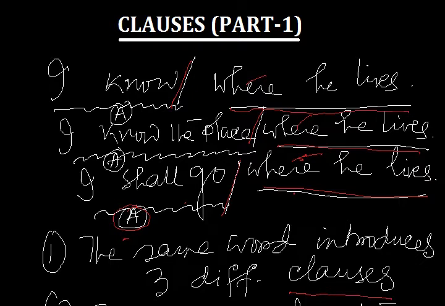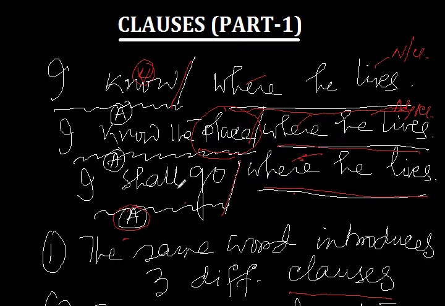You see, in the first case, where he lives is the object of the verb know. The verb know is a verb and its object is where he lives. So the subordinate clause here functions as an object of the verb know. So it's a noun clause. Now in the second, where he lives describes the noun place. It is called an antecedent, so it's an adjective clause. You have to identify that it is an adjective clause.